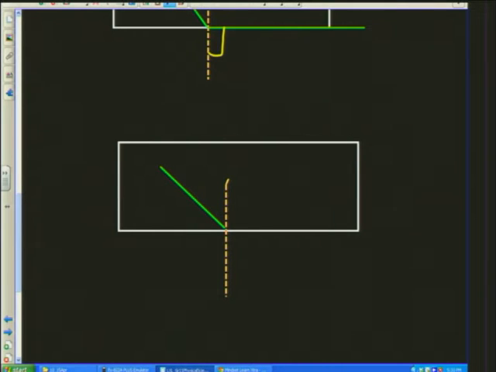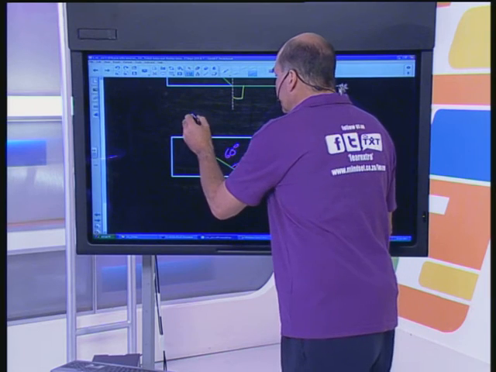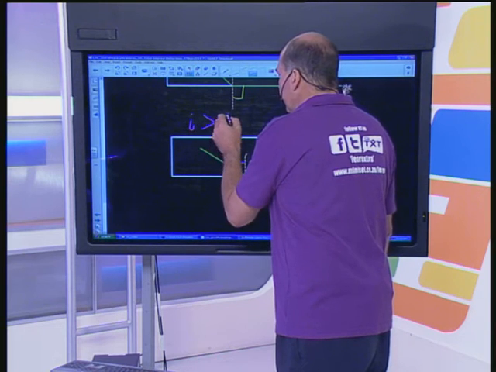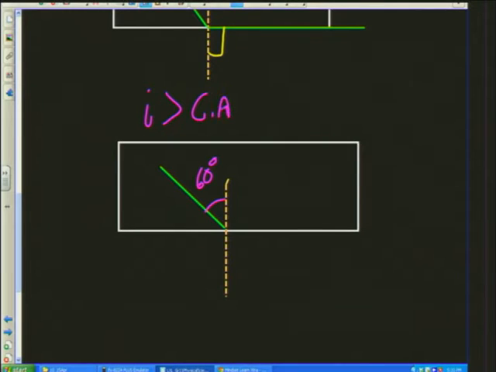That's about 60 degrees. I'm just guessing here. We're going to call this the pink one. That's 60. Now, notice that the angle of incidence now is greater than the critical angle. If it's greater than the critical angle, what happens? Total internal reflection. Okay? Total internal reflection.